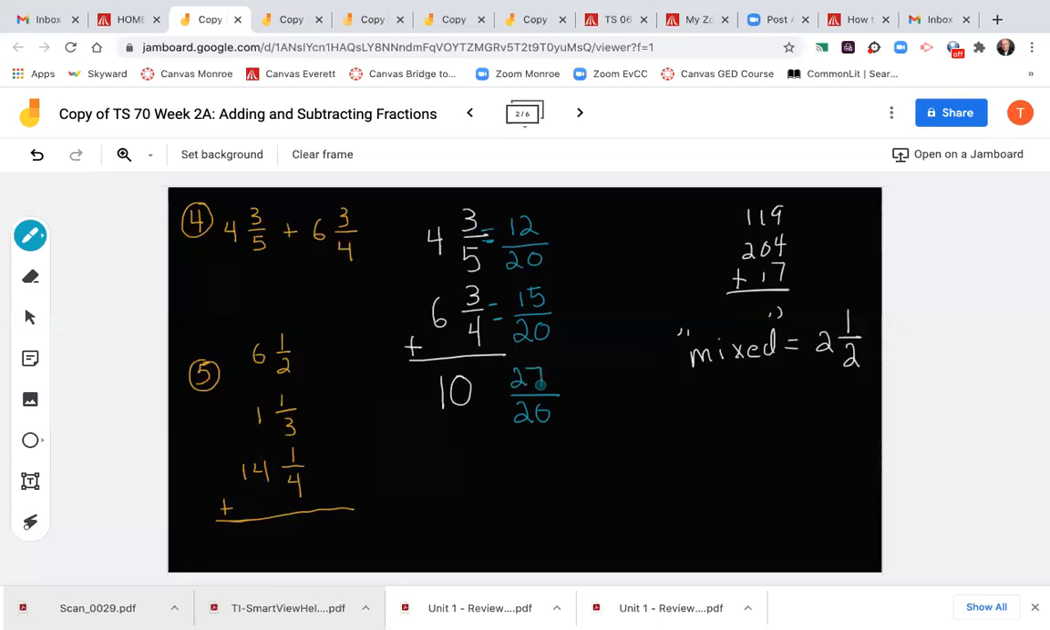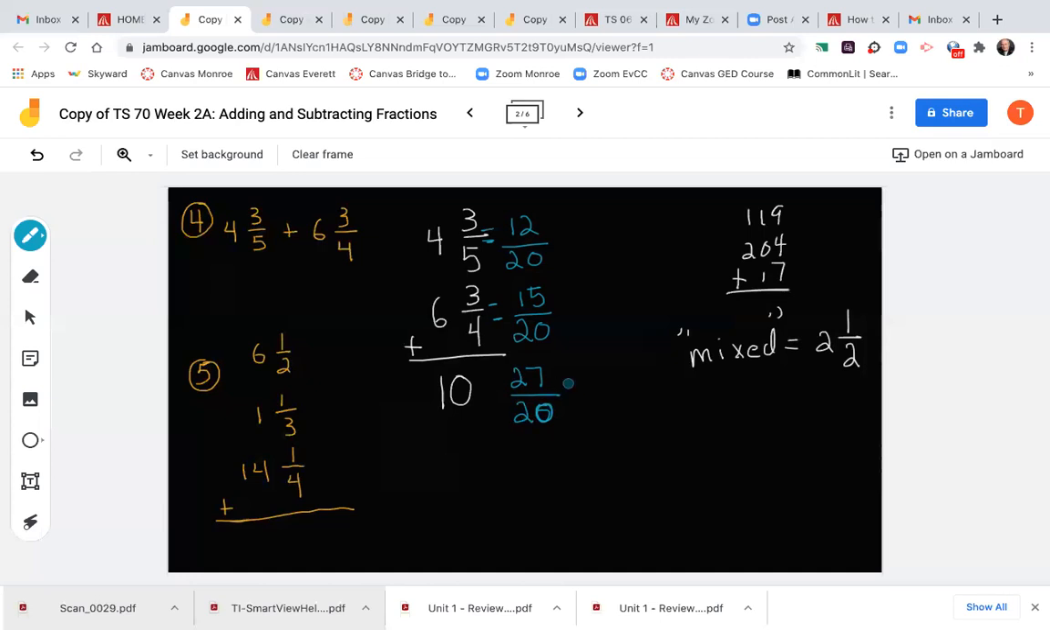Now, the way I did that was I thought, I know that 15 plus 15 is 30, and 12 is 3 less. So that's how I did that real fast. Now I've got 27 over 20. Uh-oh, what do I do? I've got a whole number, and I've got a mixed number here. That's an improper fraction, excuse me. I've got an improper fraction, okay?